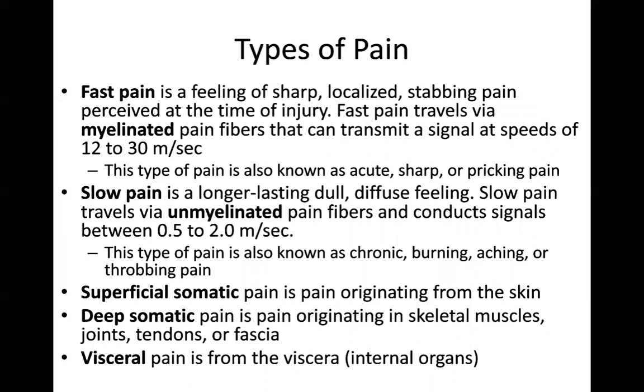That signal can travel via myelinated pain fibers at speeds of 12 to 30 meters per second. That's an incredible amount of speed. After a minute or two goes by, that pain starts to kind of disappear, but it might feel now like your whole foot hurts, and it might be kind of pulsating. You guys know what I'm talking about? That's what slow pain is. It's longer lasting, it's dull, it's diffused, still travels fairly quick. Unmyelinated pain fibers, 1/2 to 2 meters per second.